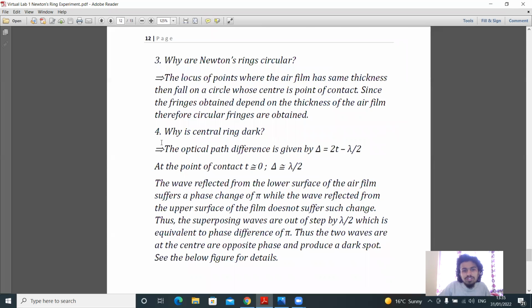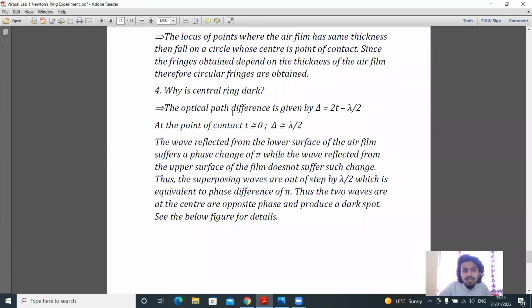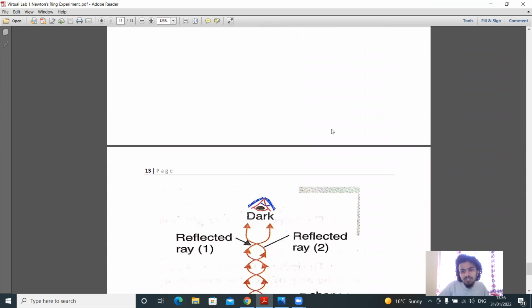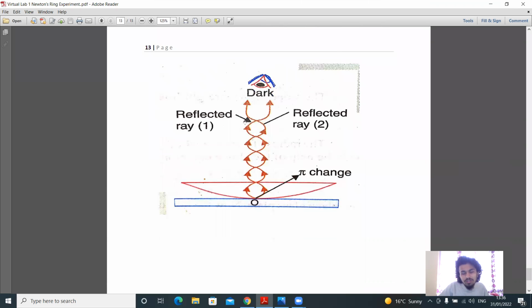Now the fourth question is, why is the central ring dark? The optical path difference is given by 2t minus lambda by 2. At the point of contact, t equals 0, there is no air present between the plano convex lens and the glass plate. So the wave reflected from the lower surface of the air film suffers a phase change of pi, while the wave reflected from the upper surface of the film does not suffer such a change. Here in the figure we can understand this better.